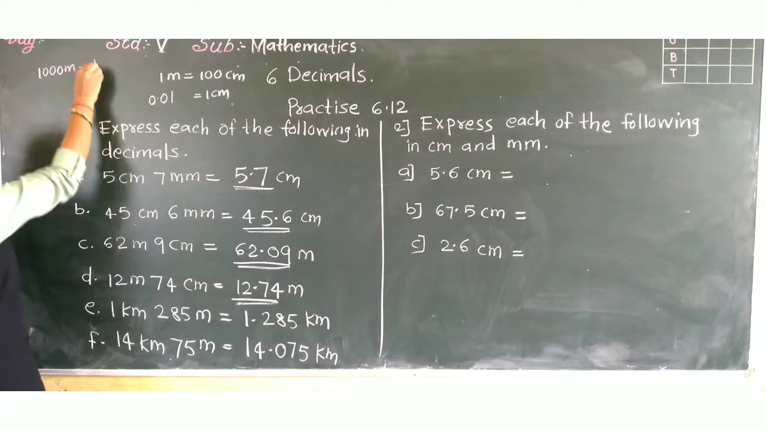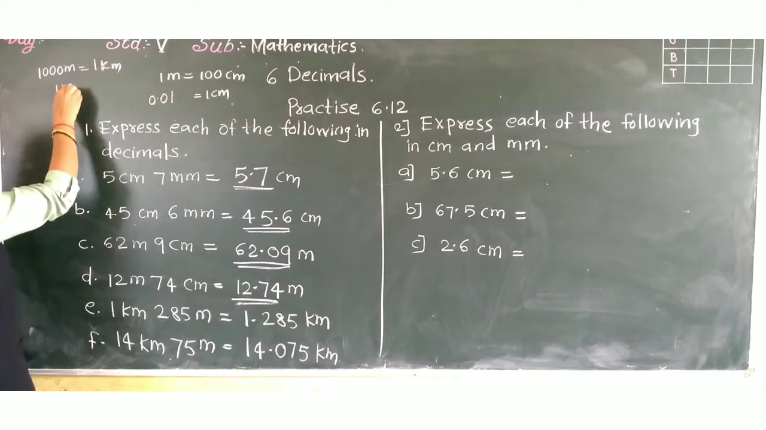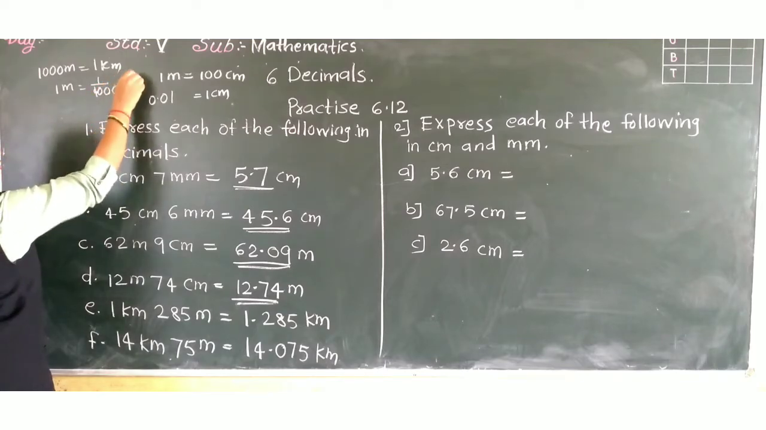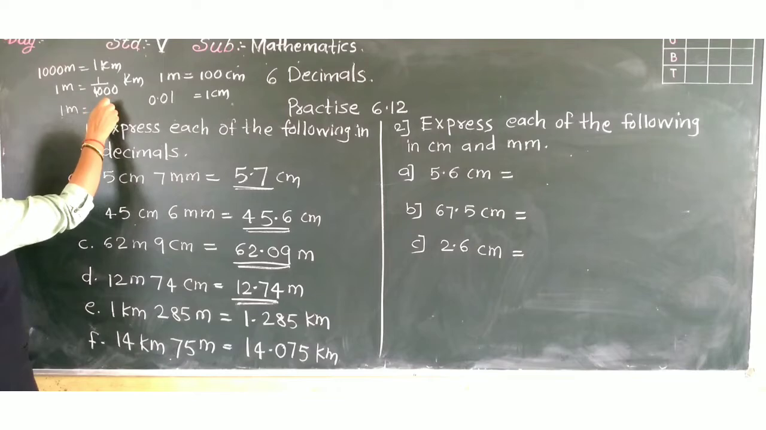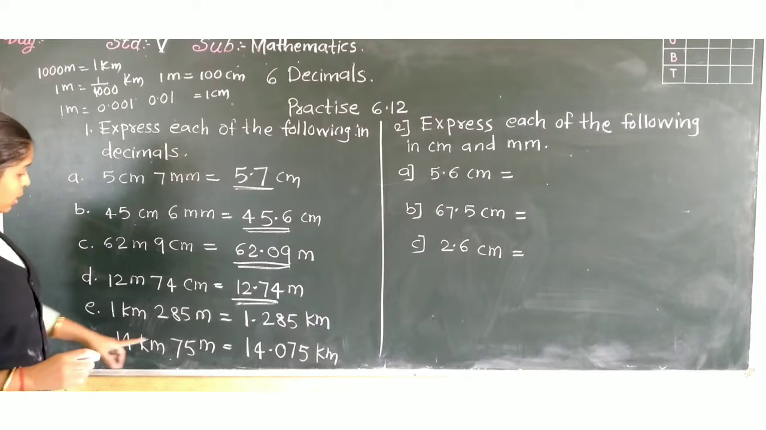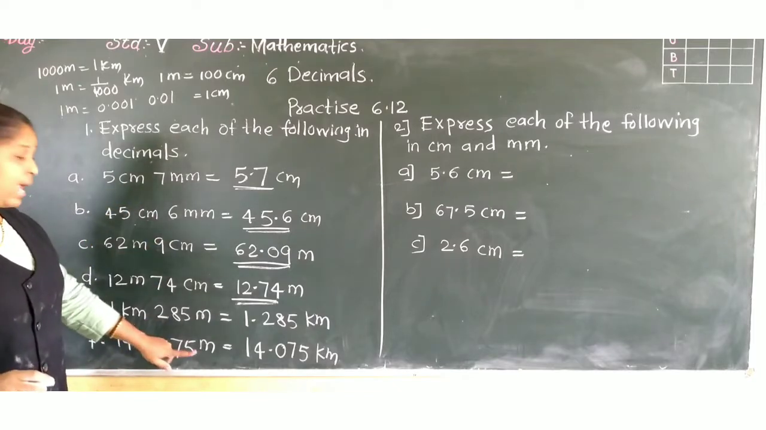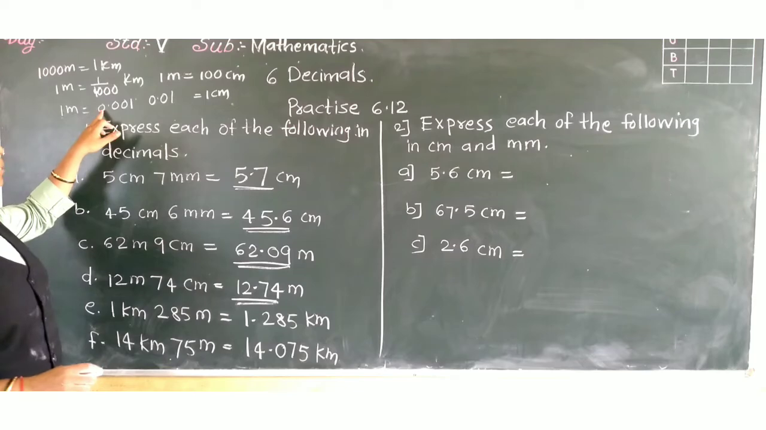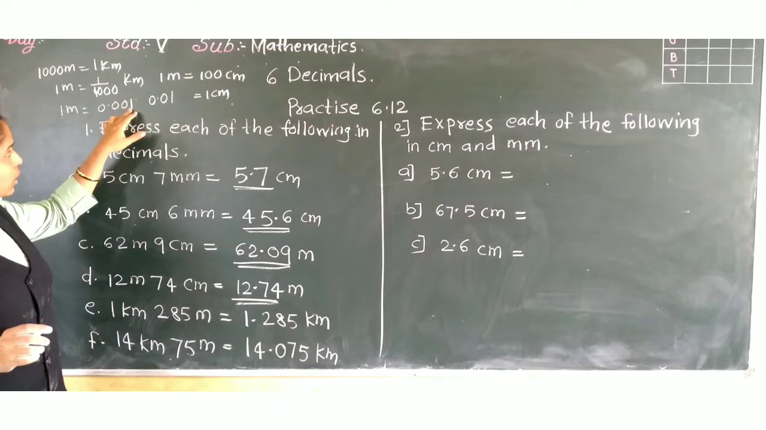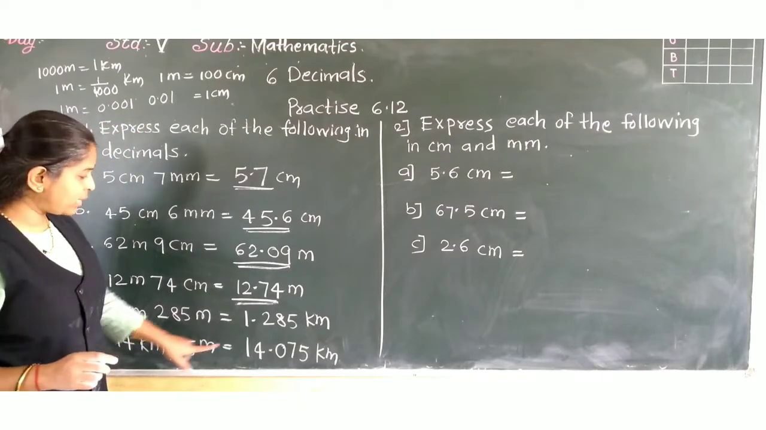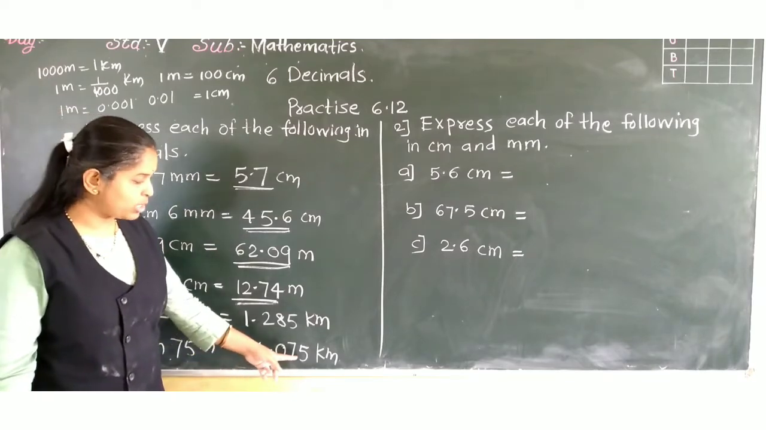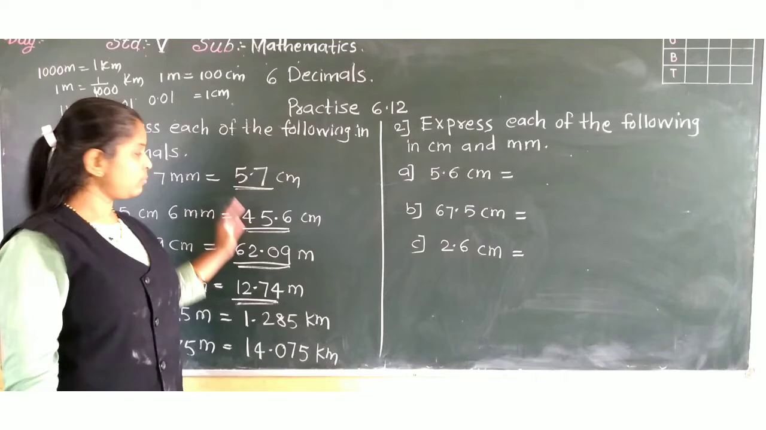1000 meter is equal to 1 kilometer. Correct? So 1 meter is equal to 1 upon 1000 kilometer. That is 1 meter is equal to 0.001 kilometer. Correct? So here only 2 digits are there. And for meter, how many should it be? 0.001 because we are dividing it by 1000. So 3 digits should be there. But here only 2 are there. So we have to write an extra 0 before 75. Correct? So 14.075 kilometer. In this way.